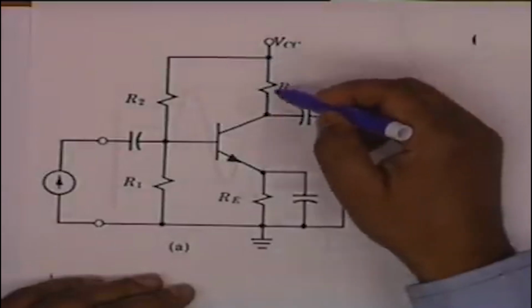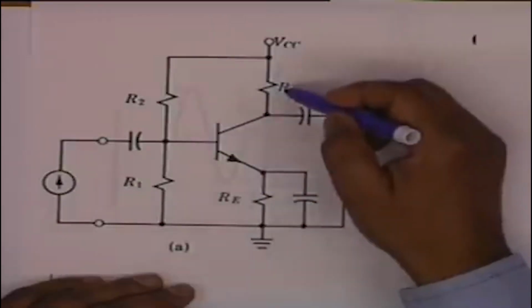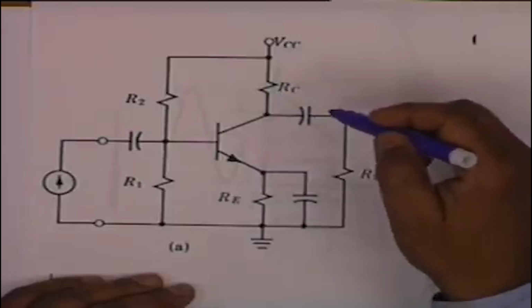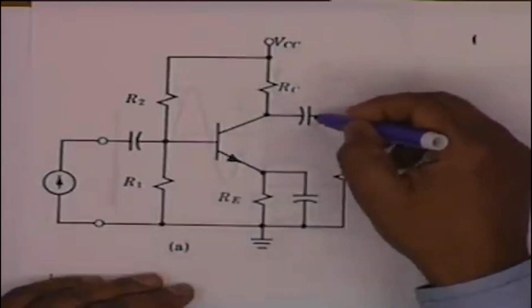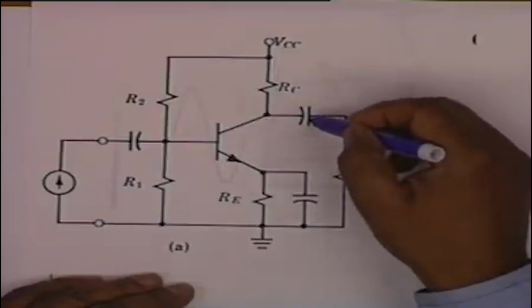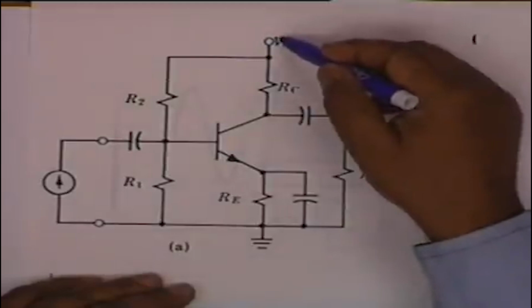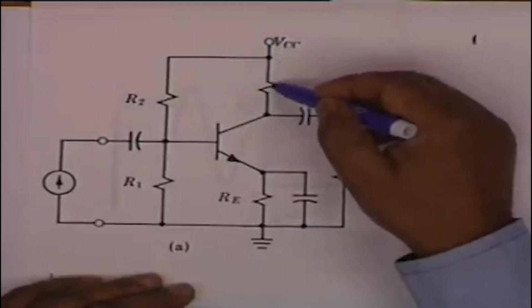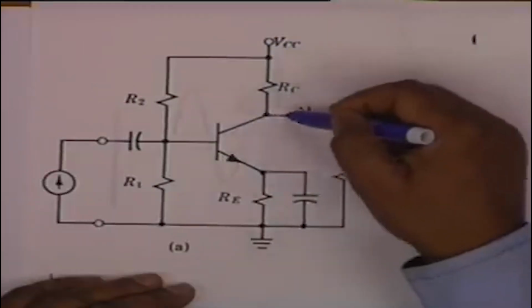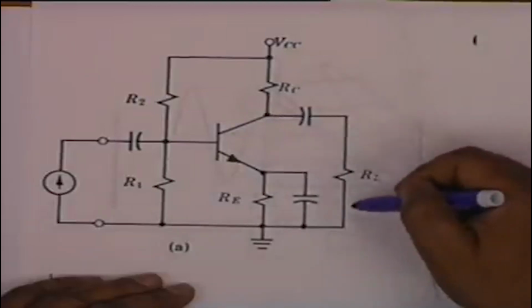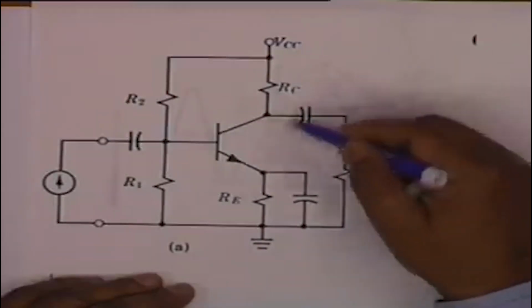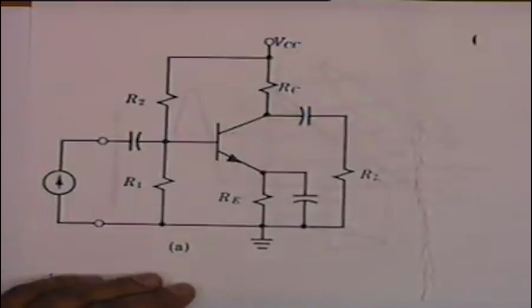Therefore, for biasing you use an RC, but for the load you connect the load through a capacitor. If the capacitor was not there, then the biasing would have been affected, because VCC would not only pass a current through the transistor but also through RL, and therefore this is also called a blocking capacitor. It blocks DC.